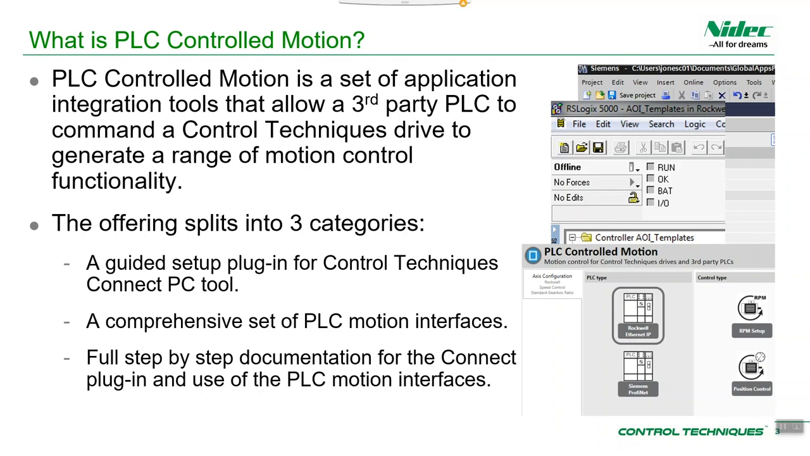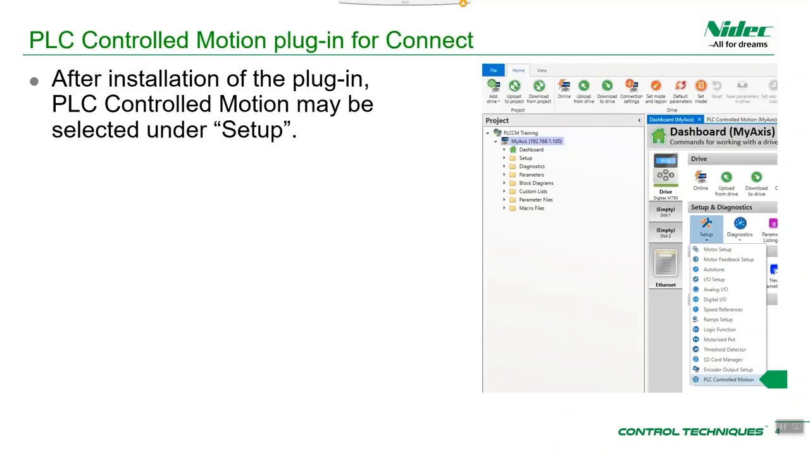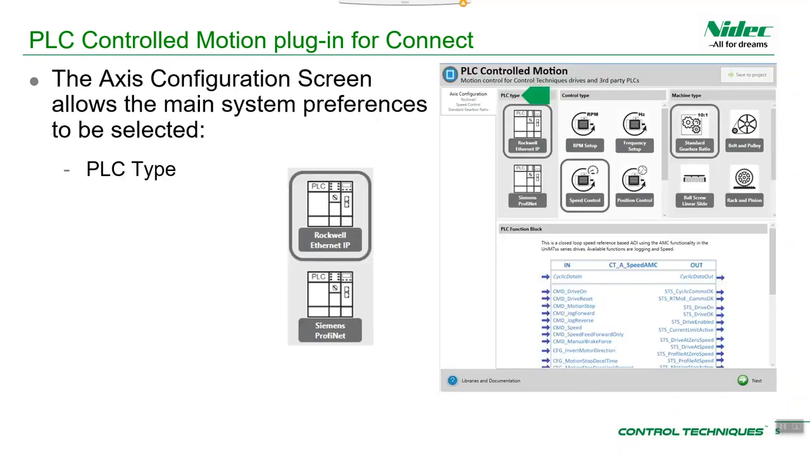We have a guided setup tool, a comprehensive set of PLC motion interfaces that are actually available inside of the PLC environment for the third-party product, and full step-by-step guided documentation for the plugin called PLC Control Motion for Connect. Once you've installed the plugin, which we'll cover later in this presentation, PLC Control Motion can be selected under the Setup menu within Connect.